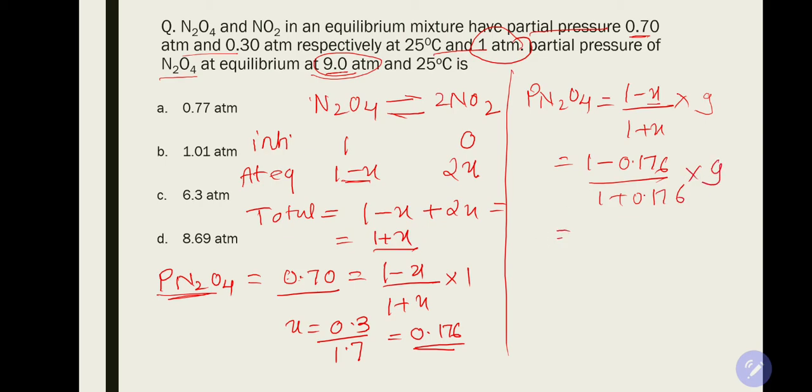Which is equal to how much? It is 0.824 upon 1.176 into 9. So what is the answer now? It is nothing but 6.3 atmosphere. Clear? Understood how to solve this? Now let's move to the next question then.